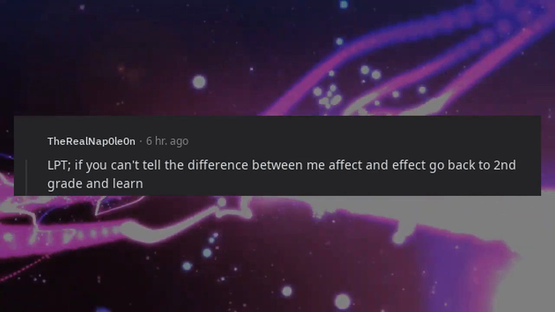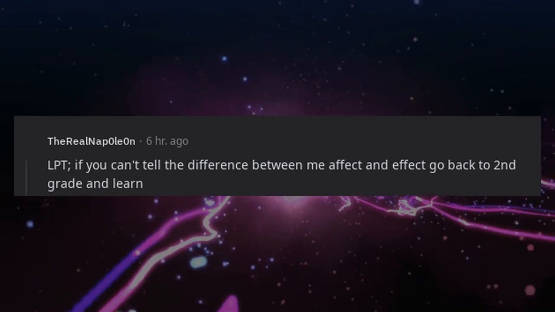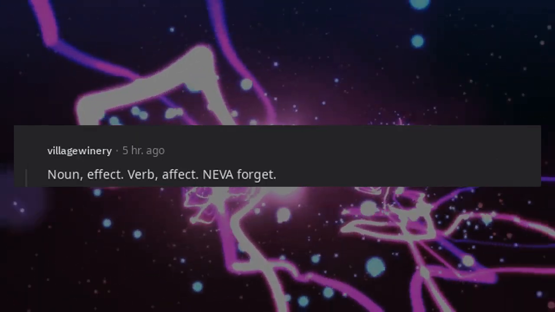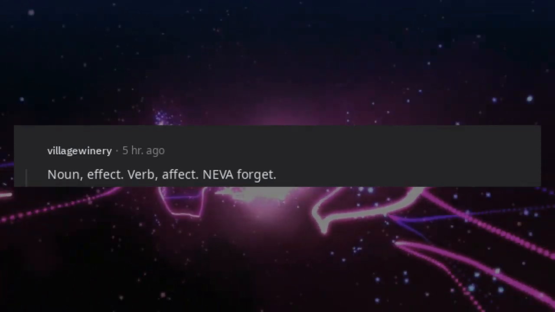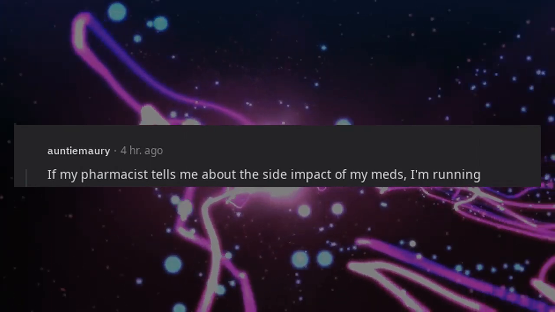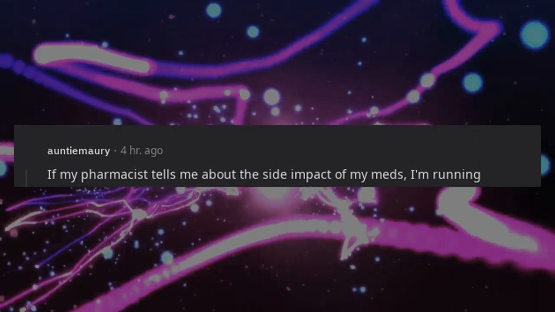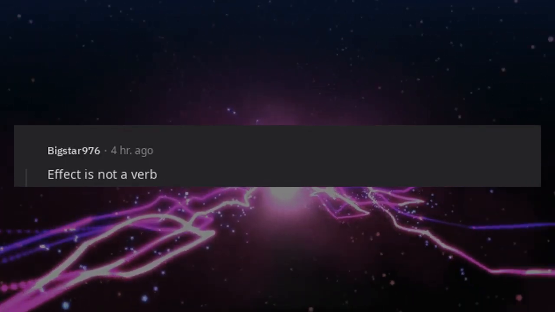LPT. If you can't tell the difference between affect and effect, go back to second grade and learn. Noun, effect. Verb, affect. Never forget. If my pharmacist tells me about the side impact of my meds, I'm running. Or just use ChatGPT. Effect is not a verb.